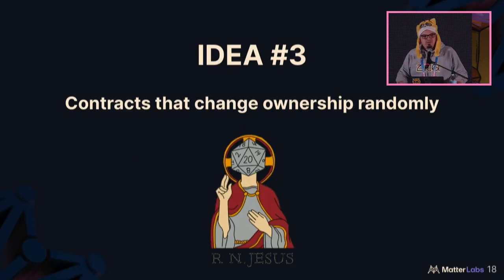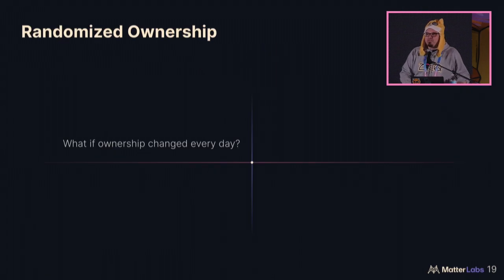Idea number 3. What if your smart contracts changed ownership randomly? Now, that's really, really scary for some people because there is a lot of money typically associated with a smart contract, and handing over ownership of that contract means you are now exposing and handing over the ownership of that money. But just leave it up to RNGs and it's totally possible. It's a terrible idea. I would not recommend this at all. But what if the ownership of it changed every single day? Did you just create a lottery system by doing this?